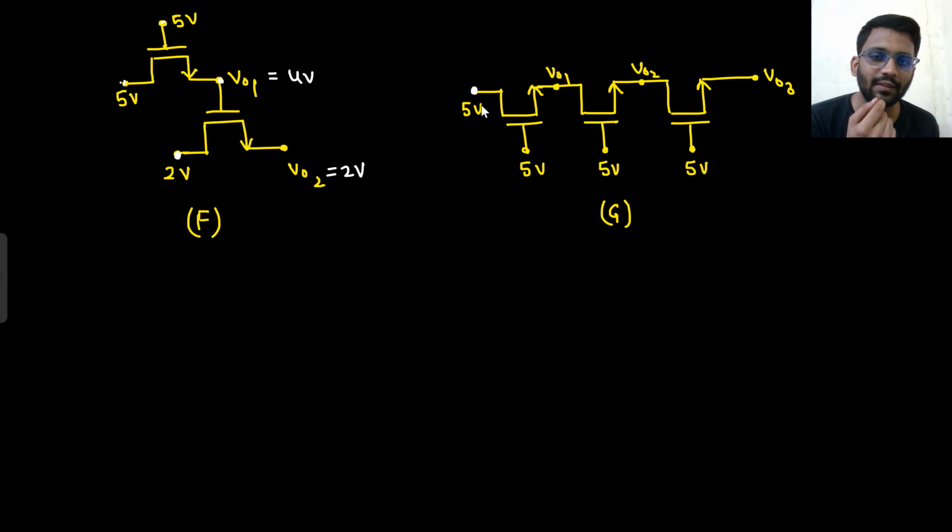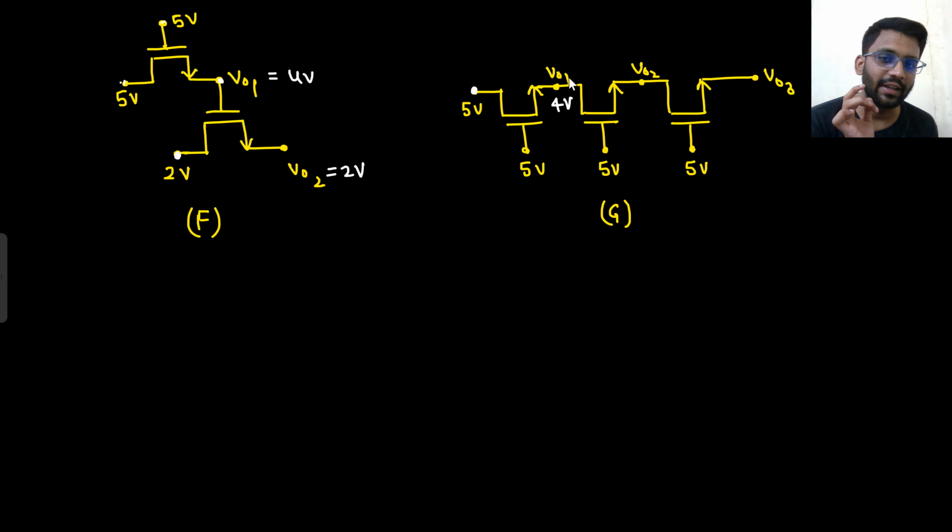So what would this drain say? Drain would say go up to 5 volt. But you will ask the gate, will you allow me 5 volt? No. Gate is saying I don't allow you 5 volt. So if gate is not allowing me 5 volt, I have to go up to 4 volt only, because gate is saying you can go up to 4 volt only.